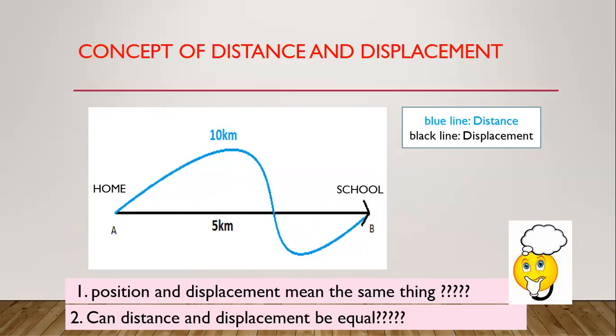And yes, the second question: can distance and displacement be equal? Yes, distance and displacement can be equal if the body is moving in a straight line, following the shortest path. So yes, distance and displacement can be equal.